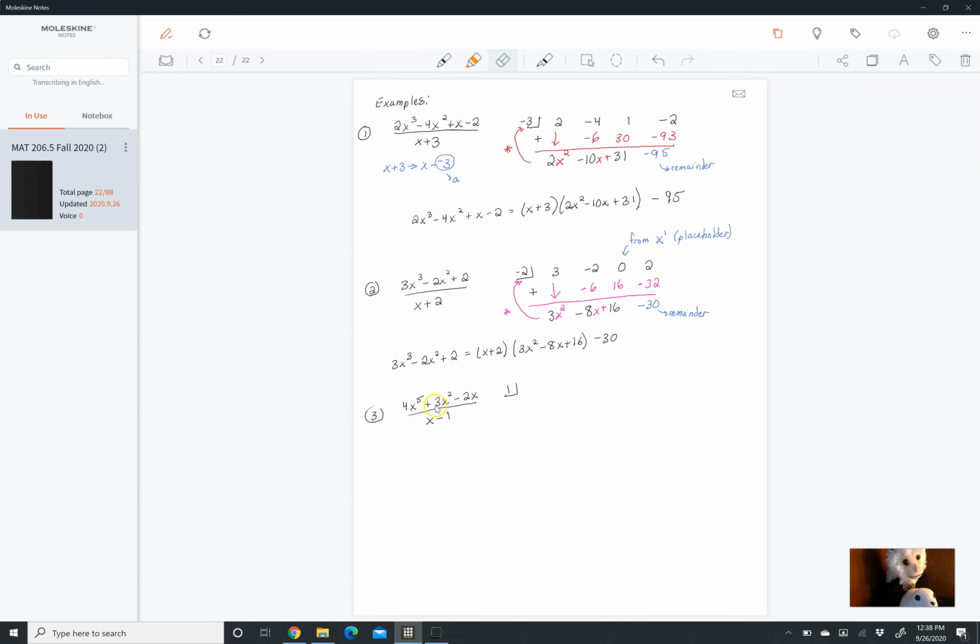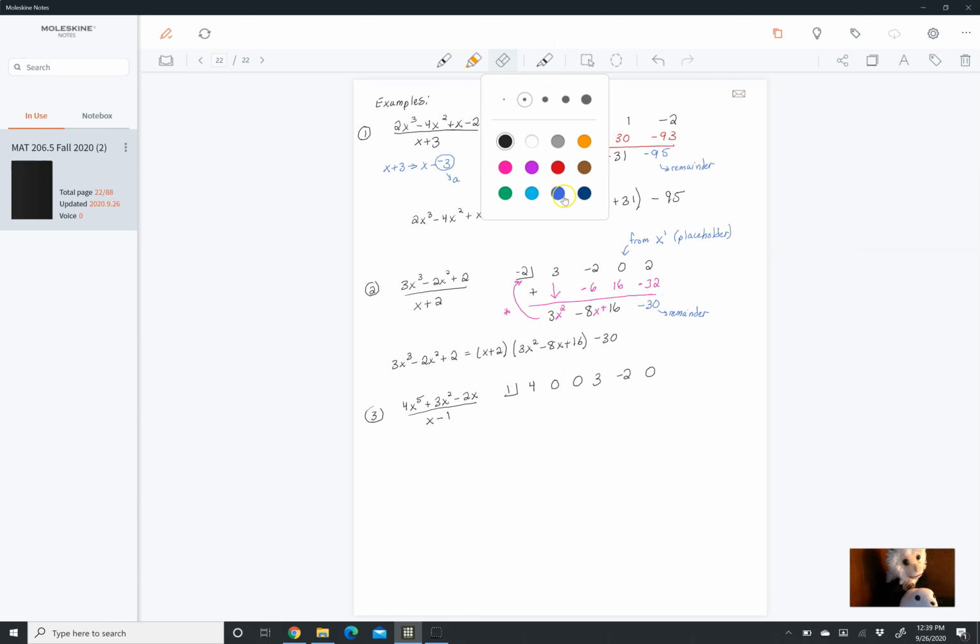Then we have to check that this is in standard form. If we look at this, we see 5, 2, 1. That's not in standard form. So we have an x to the 5th with the coefficient of 4. X to the 4th is missing, so we need a 0. X to the 3rd is also missing, so we need a 0. X squared has a coefficient of 3. X to the 1st has a coefficient of negative 2. And then x to the 0 is also missing. So we need a 0.